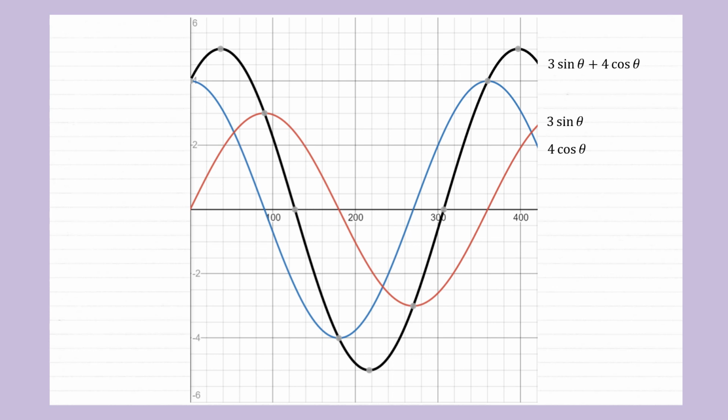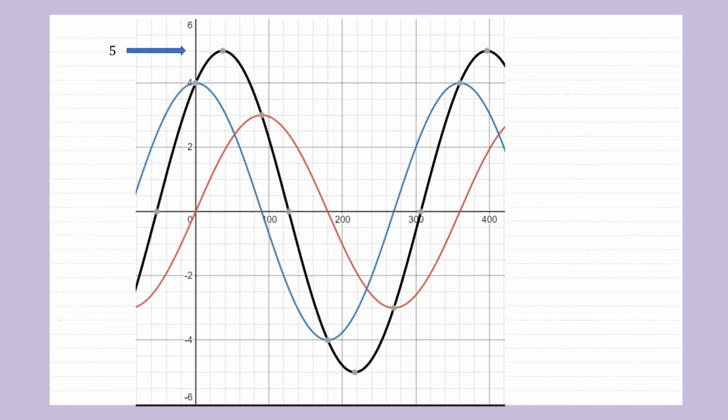And you can see that by going along the theta axis and taking any point on the theta axis. If I add the height of the blue curve to the height of the red curve, the sum of those two is going to be the height of the black curve. If we do that right the way along from 0 to 400 degrees, in this case we would see this black curve.